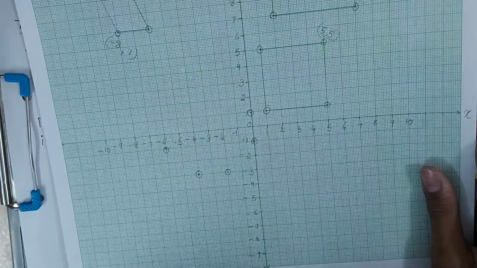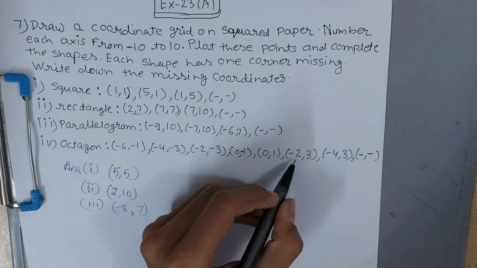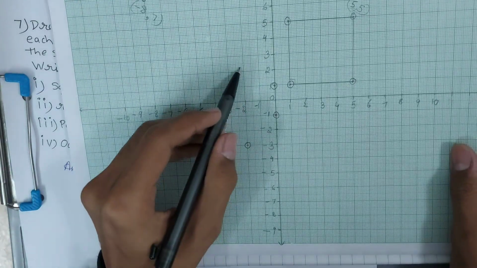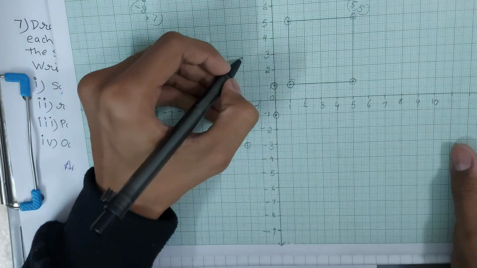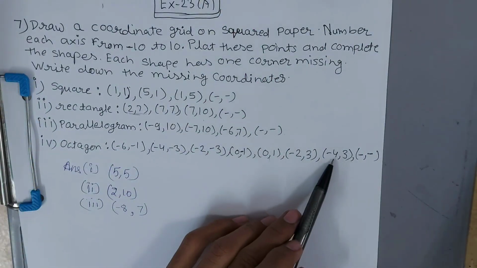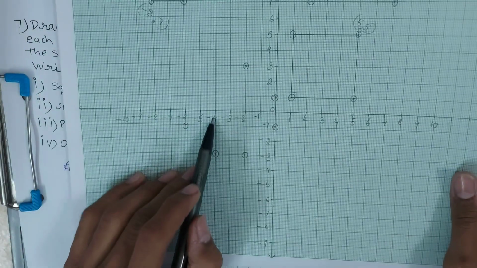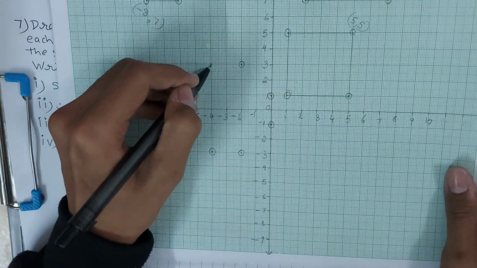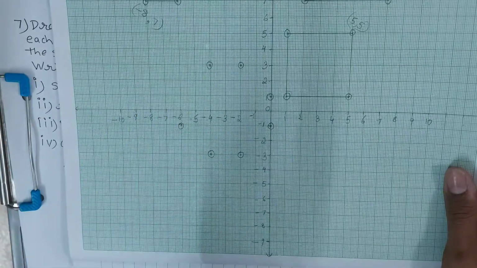Fine. And similarly we have -2 comma 3. Quite simple. -2 on the x-axis, +3 on the y-axis. That will be over here. Fine. And then we have -4 comma 3, the last one. -4 here and +3 here. That's what we have, right?